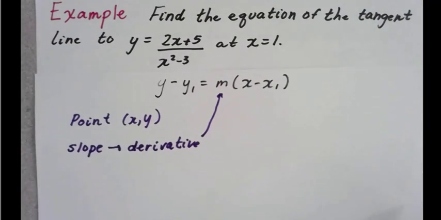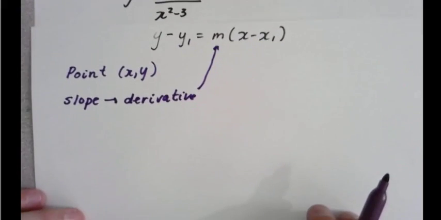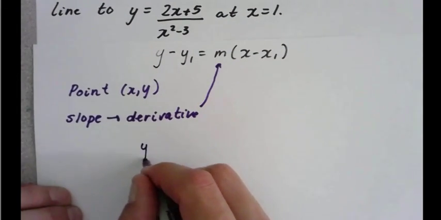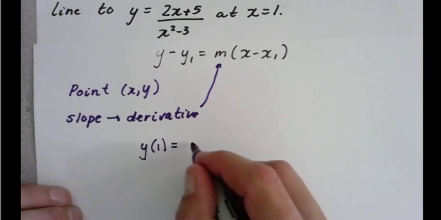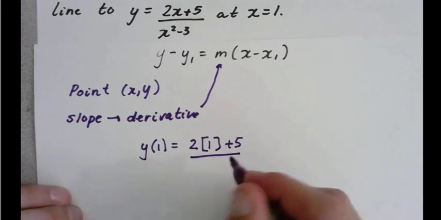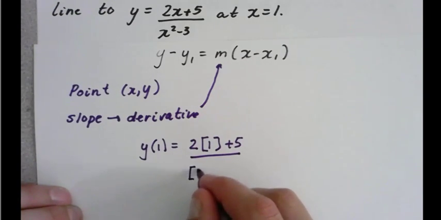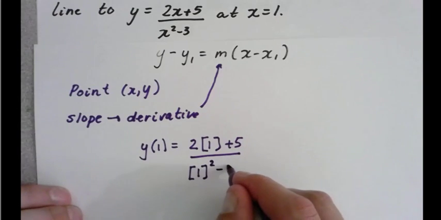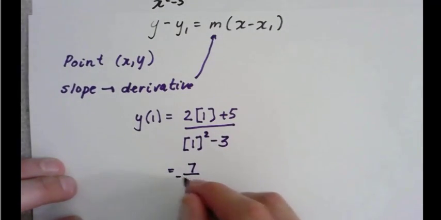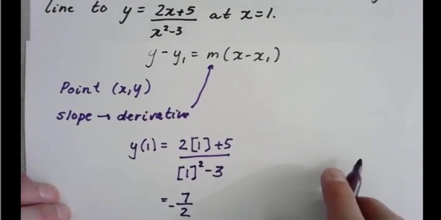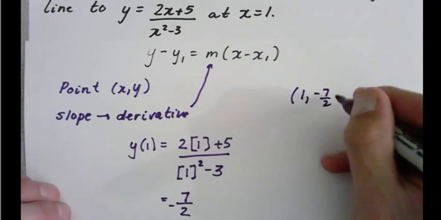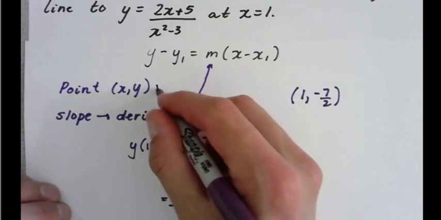So the first thing I'm going to do is find the y coordinate. That means I am going to plug 1 into my function. So I'm going to have 2 times 1 plus 5, all divided by 1 squared minus 3. When I simplify that, I get 7 over negative 2. So I have my point now: 1 comma negative 7 over 2. So I'm done here. I need the slope.